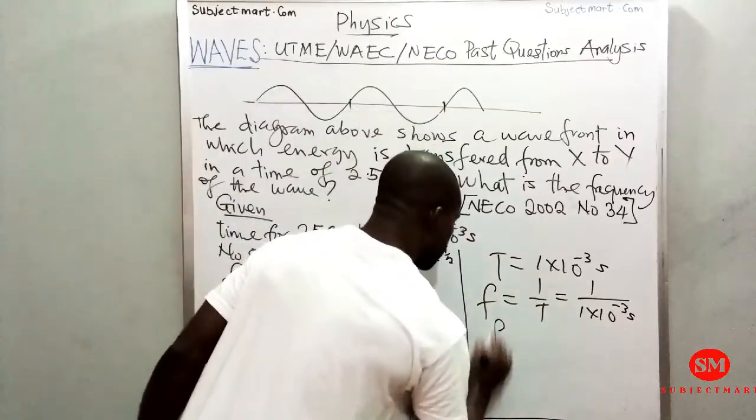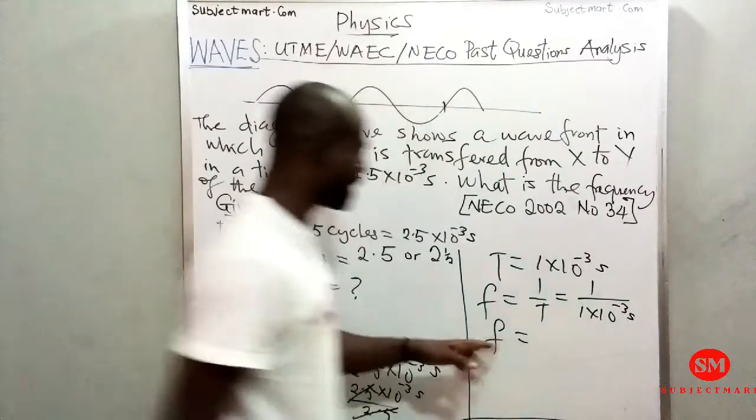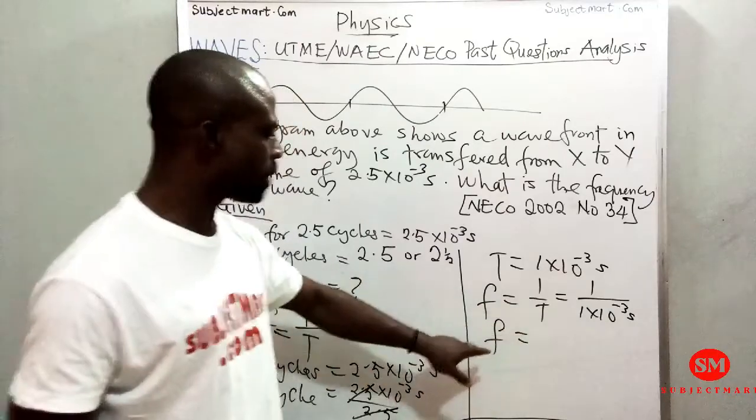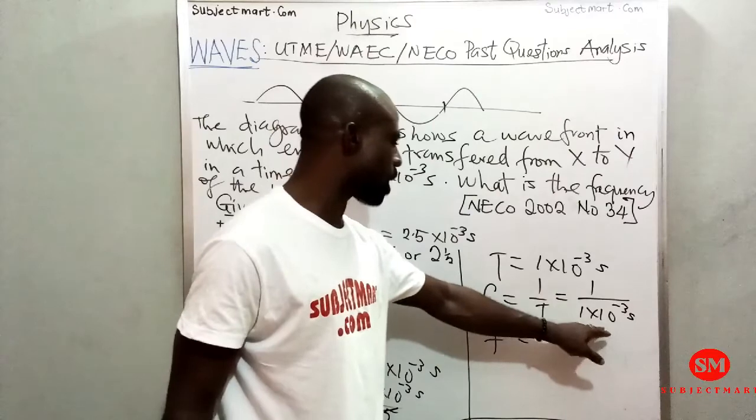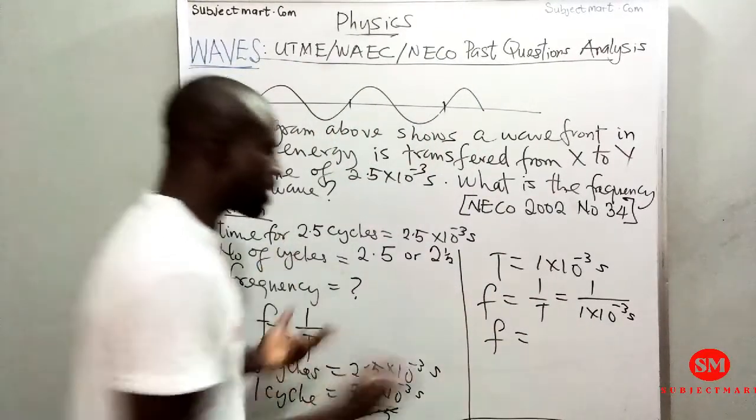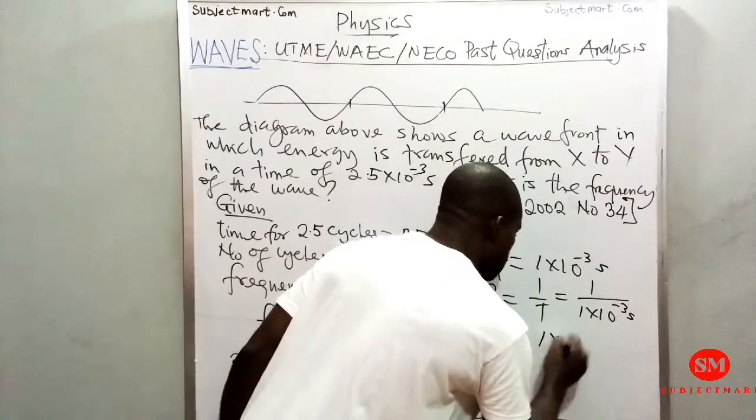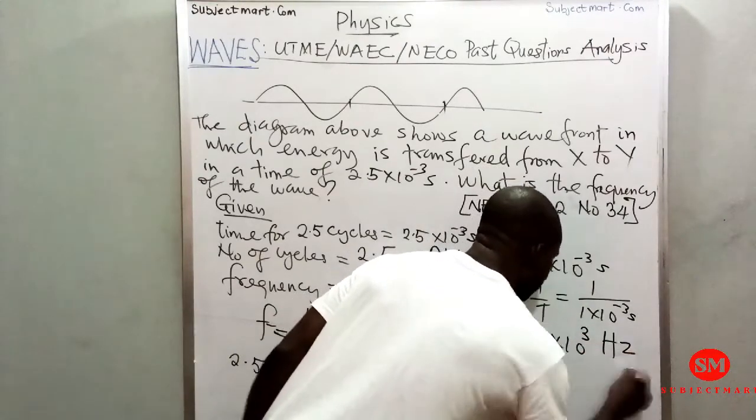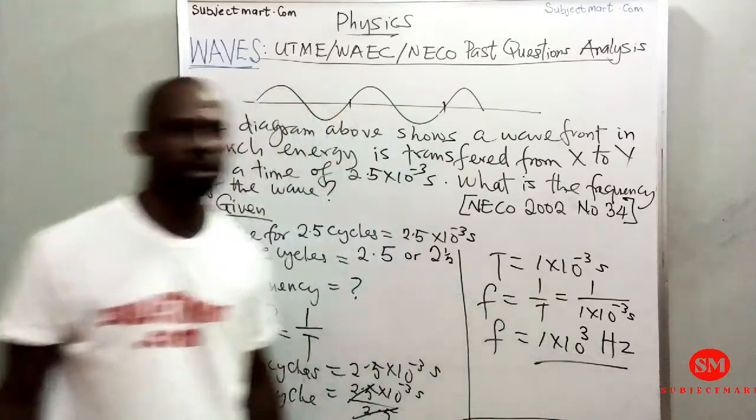So I have f is equal to 1 over period, and the period is given as 10 power minus 3. In this case, I'm going to take the inverse of this. So I'm having 1 times 10 power 3 hertz. The unit of frequency is hertz. So the answer is 1 times 10 power 3 hertz.